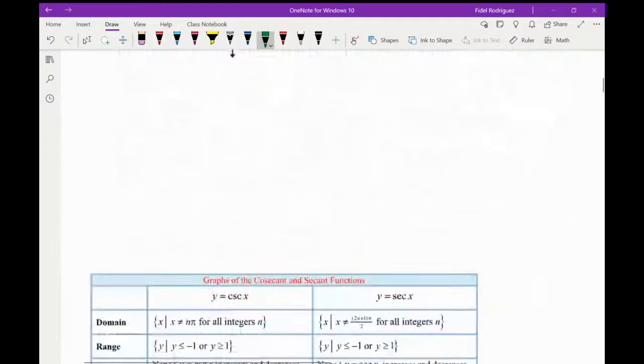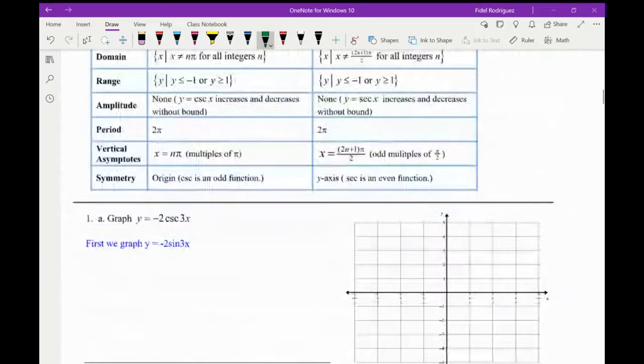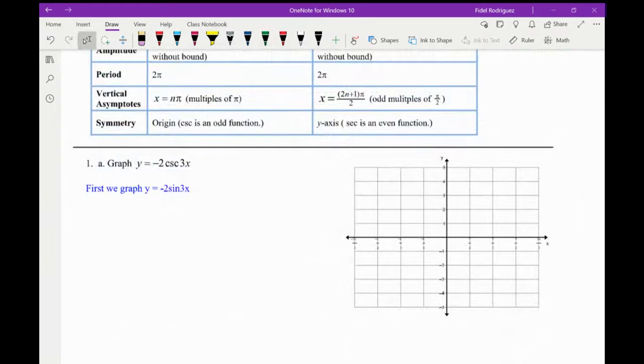So what I'm going to do here, y'all, is skip over some of this business and show you how I graph these functions. How would I sketch a graph? Anytime I'm going to graph a secant or cosecant, I want to graph the reciprocal graph first. So if you notice here, the first part says, let's graph y equals negative 2 cosecant of 3x.